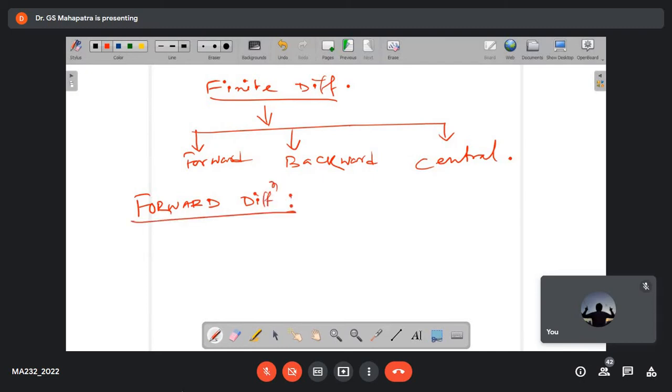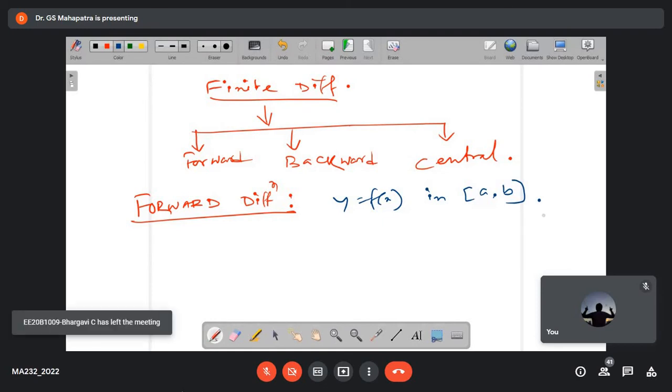So first case, forward differences. This is the concept. I will write here. Let us consider a function y equals f of x, defined in the closed interval a comma b. Now let us consider consecutive values of x differing by h. So consecutive values of x differing by h. What is the meaning?